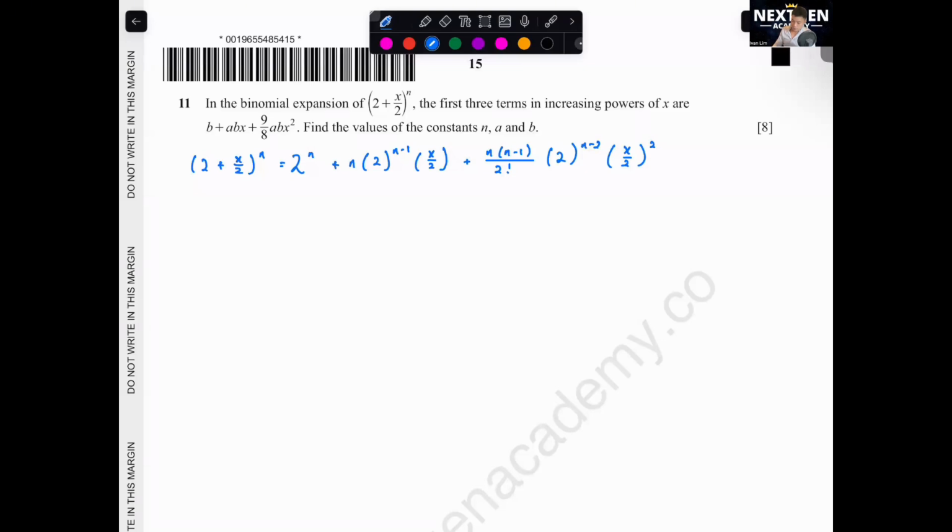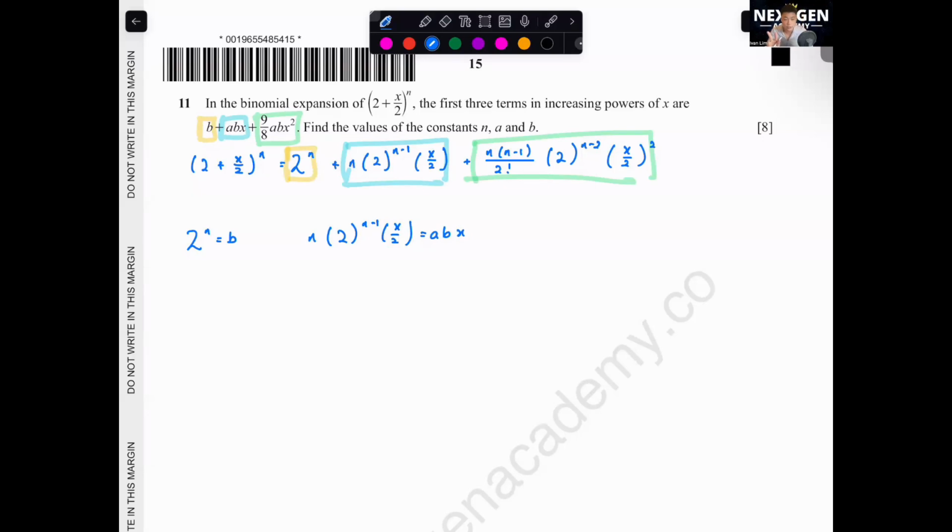Now, let's compare with these 3 terms. We're going to compare the first value with this one, the second with this, and the third with this. First one, 2 to the power of n is equal to b. Can I do anything else? Nothing already, so we just leave it. Next one, n times 2 to the power of n minus 1 times x over 2 equals abx. We need to try our best to simplify this entire thing because there are a few unknowns that we need to solve: a, b, and n.